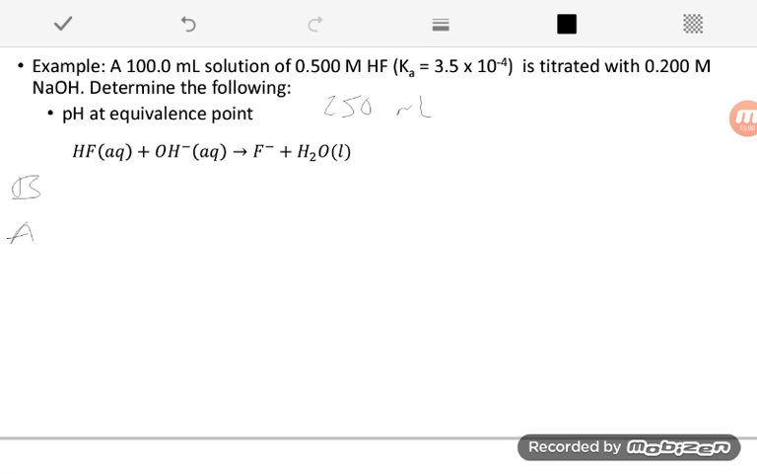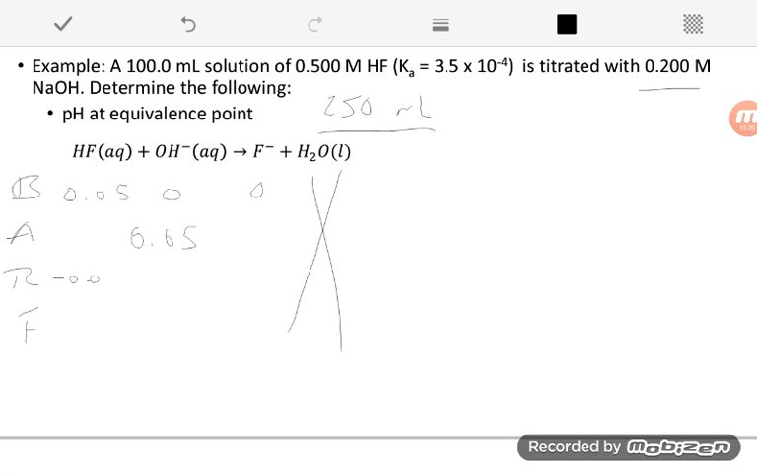So we've added, let's make a BARF table in this case. We're going to cross out water once again. HF, we know from up there that we started with 0.05 moles of that. We don't have any of those. Now, I could do the math and figure out, okay, I have 250 milliliters and it's 0.2 molar, but at the equivalence point, what I know is that the acid and base are equal. So if I start with 0.05 of HF, I'm also going to add 0.05 moles of OH minus. That's the definition of the equivalence point.